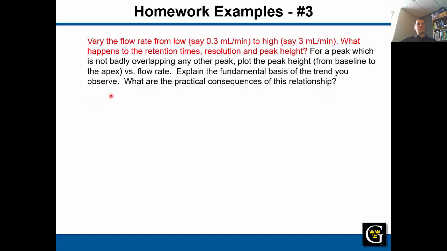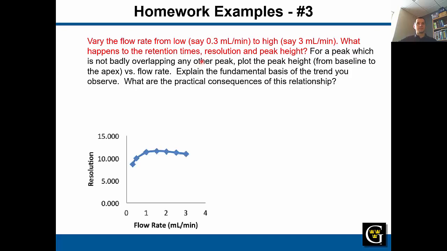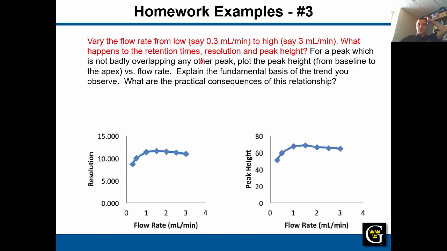In the last example here, I asked the students to vary the flow rate from a relatively low flow rate to a relatively high flow rate, and record retention times, resolution, and peak height, and then ask them to rationalize those trends that they see based on the theory of peak broadening and Van Deemter and things like that we've discussed in class. And I just grabbed a couple of plots from a student a couple of years ago where they turned in things like this.